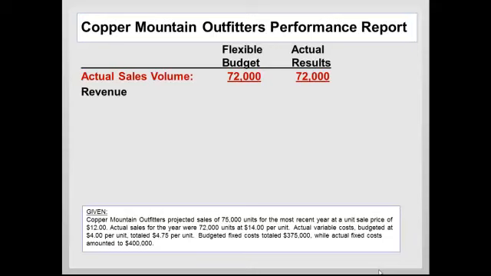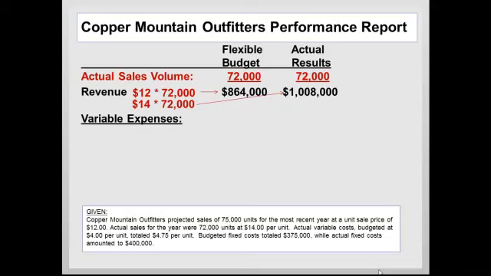Okay, revenue for the flexible budget. We had planned to sell our units for $12. We actually sold 72,000 units. That's $864,000 in sales. The actual results came in that the 72,000 units were sold for $14. That's $1,008,000.